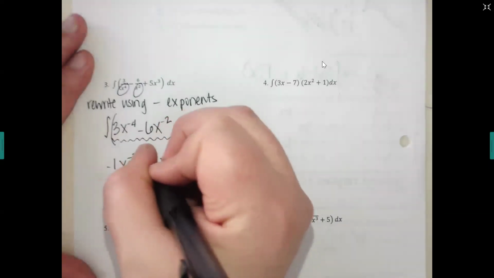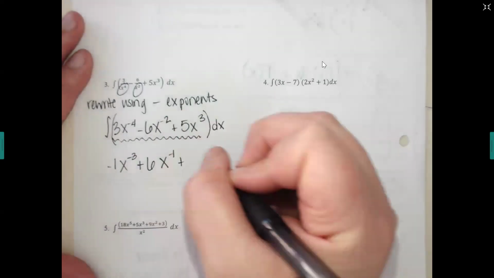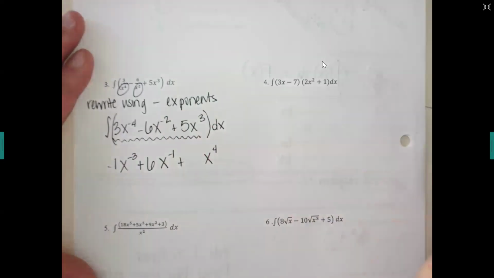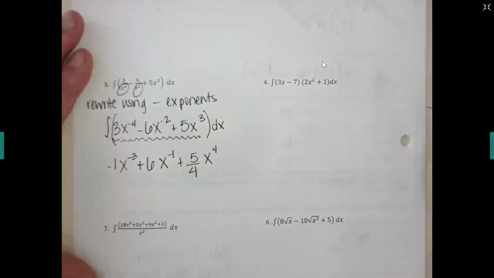Plus 6. Very good. Okay, last one. My x is to the 3. I'm going to up that to x to the 4. And then divide the 4 on the 5. It would be 5/4. Don't forget plus c.